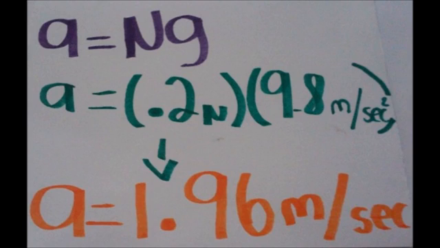For this question, I'm just going to multiply 0.2 mu times 9.8 meters per second squared, and my value for acceleration will be 1.96 meters per second squared.